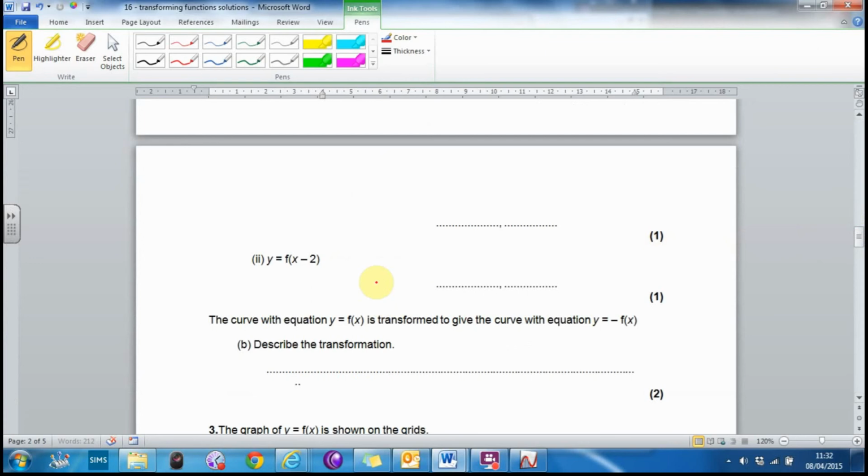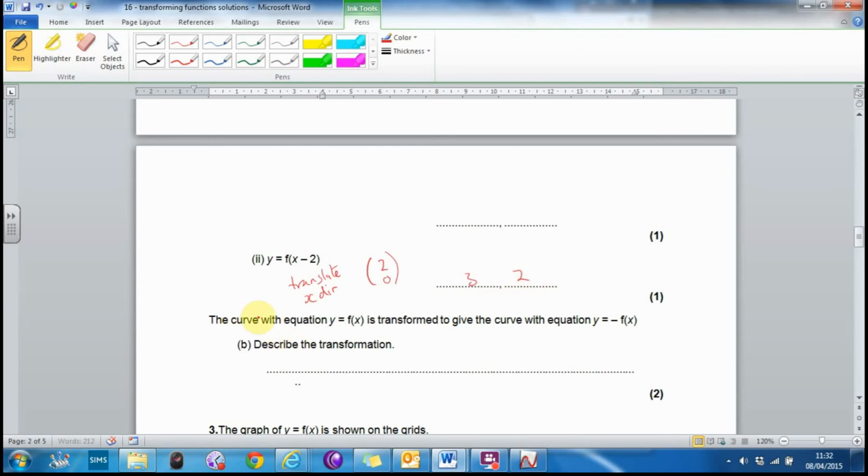Okay. This one, it's the same as the last one, isn't it? It's a translate. It's inside the brackets, so it's in the x direction. And because it's in the x direction, it's reversed, so minus makes it move right. So it's 2 right, 0 up, which gives us 3, 2.